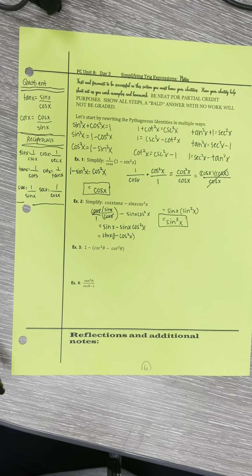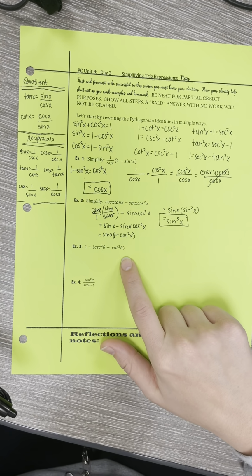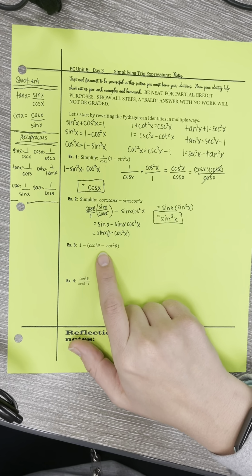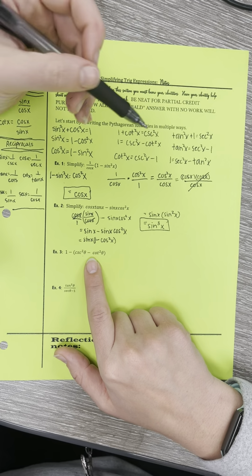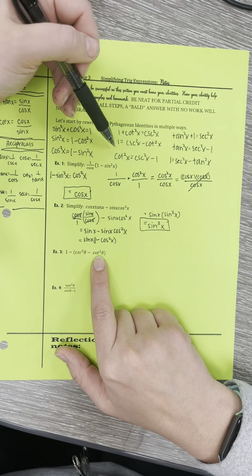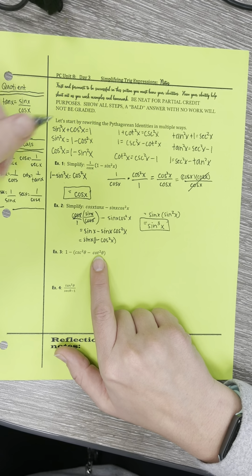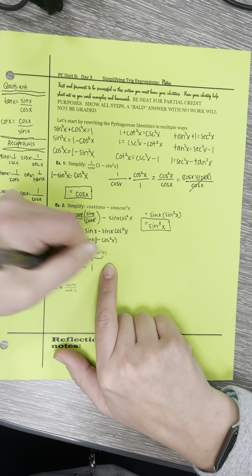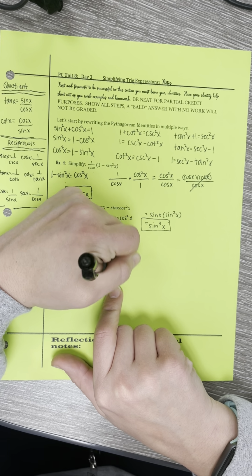We have 1 minus cosecant squared minus cotangent squared. And let's see what happens when I just see if this is up here, which it is. We have cosecant squared x minus cotangent squared x, which is right here, and it's equal to 1. So if this is equal to 1, and we have 1 minus 1, that's 0.